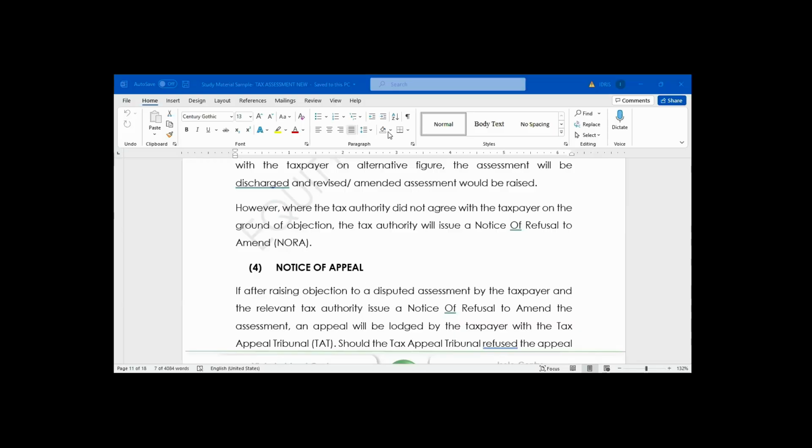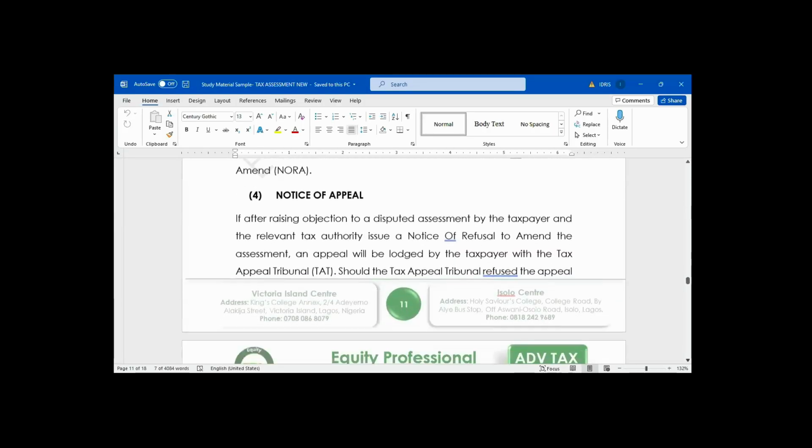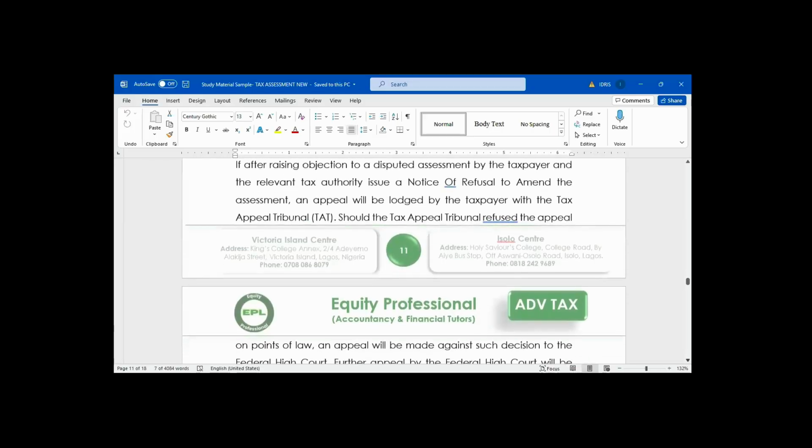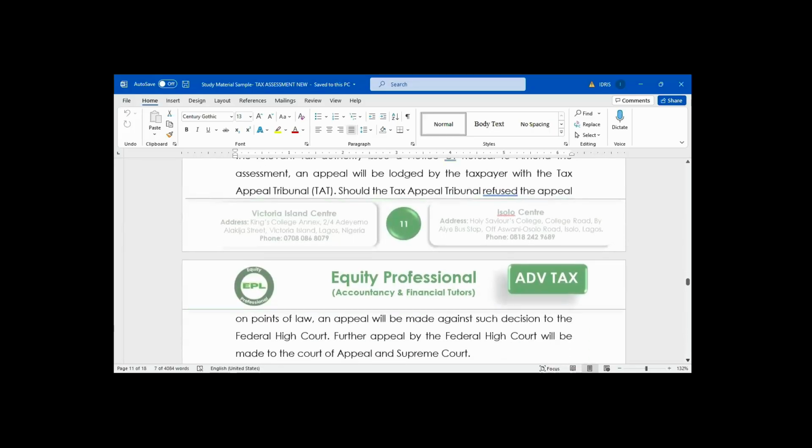So, notice of appeal. It is a letter written by the taxpayer to Tax Appeal Tribunal based on the notice of refusal to amend received from the tax authority. While you write notice of appeal, you address it to Tax Appeal Tribunal, asking Tax Appeal Tribunal to come and help you resolve the dispute. By writing to Tax Appeal Tribunal, that means you are taking the tax authority to court. Tax Appeal Tribunal, they are just like a court.